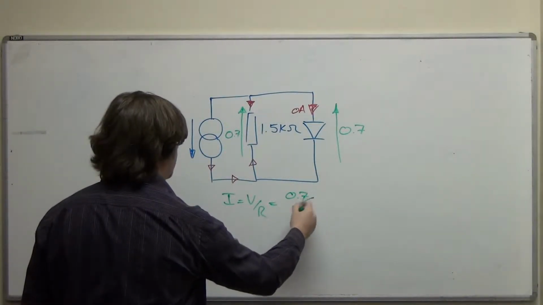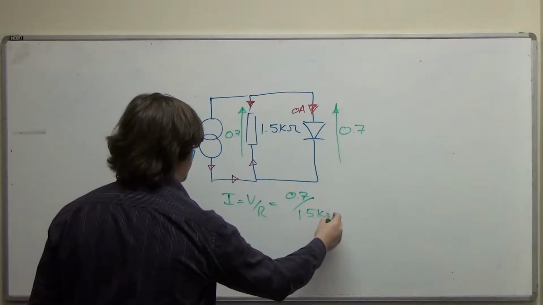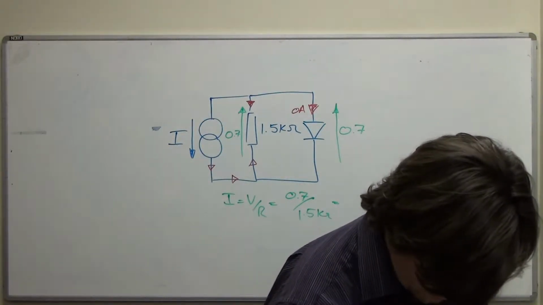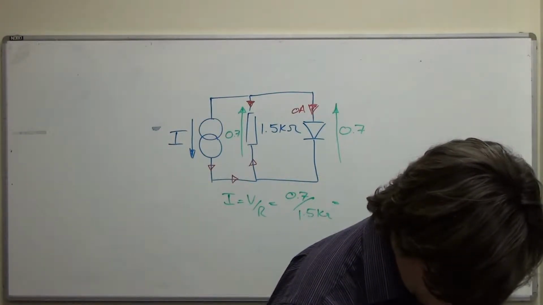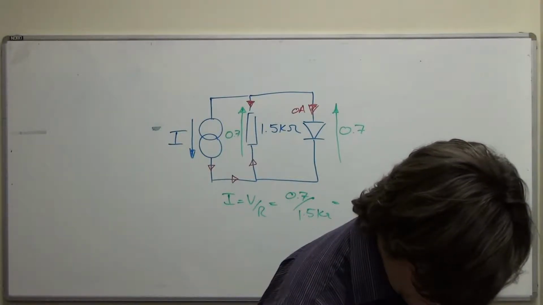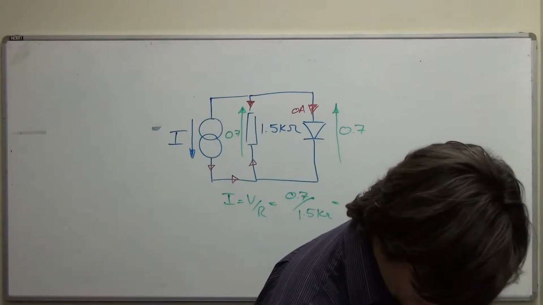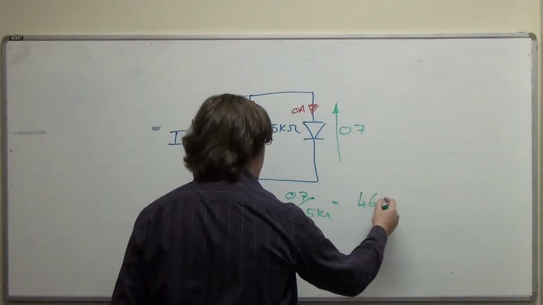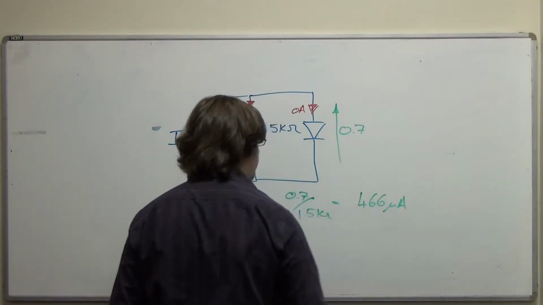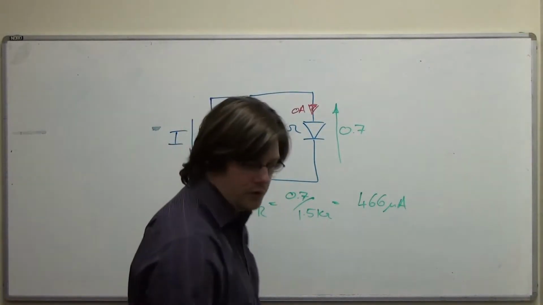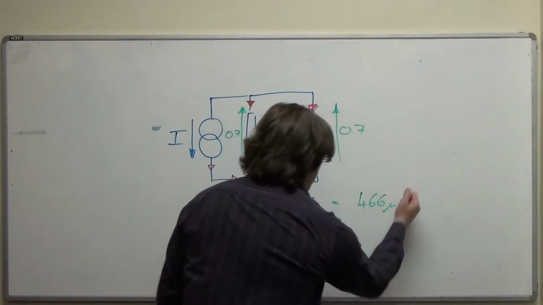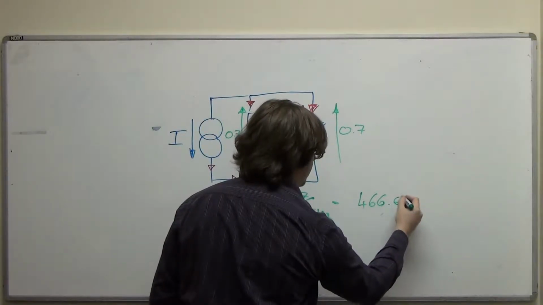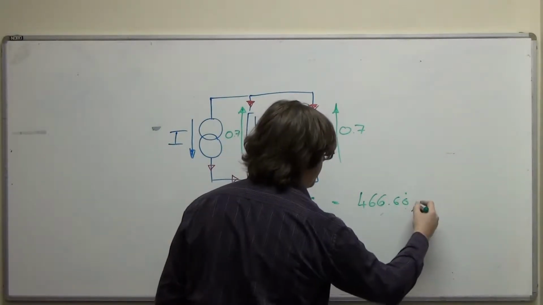0.7 volts across 1.5 kiloohms is 466 microamps, or 466.66 recurring forever microamps.